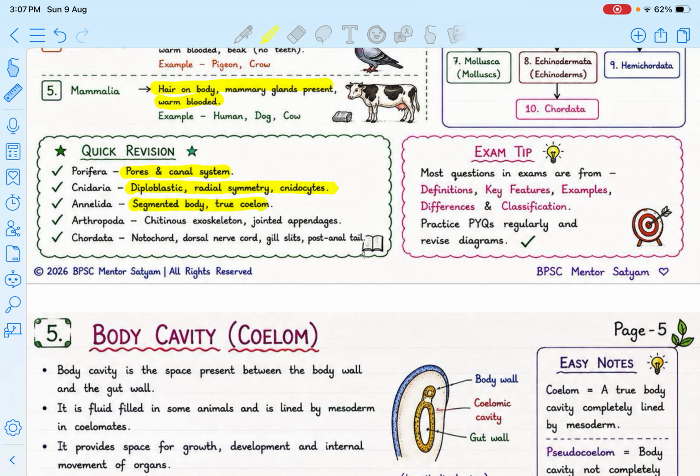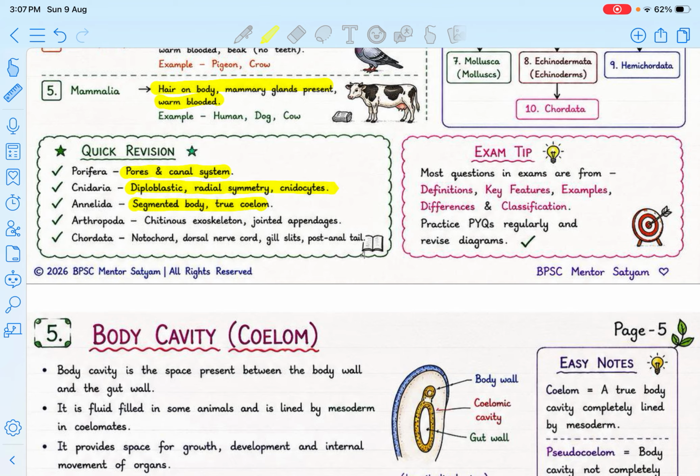Remember, I talked about the earthworm. They have a segmented body. And next is Arthropoda: chitinous exoskeleton, jointed appendages. And Chordata: they have a notochord, dorsal nerve cord, gill slits, post-anal tail. Okay, so these were covered in the previous class. These are just a quick revision.